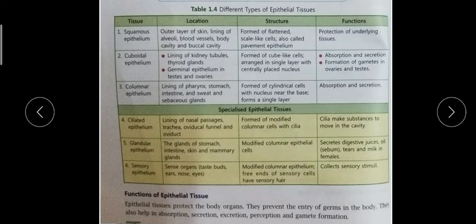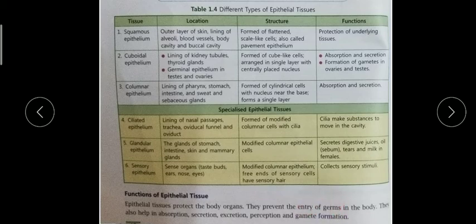Now what is the function? The same function they are telling us again, that epithelium protects the body organs. They prevent entry; like our skin is a protective barrier between the inner environment of our body and the outer environment of our body. So it helps to prevent the entry of germs.